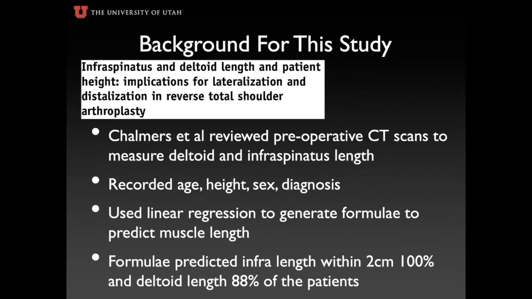Another study done by Dr. Chalmers looked at preoperative CT scans and measured deltoid and infraspinatus length, and then also recorded patient-specific features, and then used a linear regression to generate formula to predict muscle length solely based on height of the patient. And these formula were pretty accurate, within 2 centimeters of the muscle length in about 90% of patients.